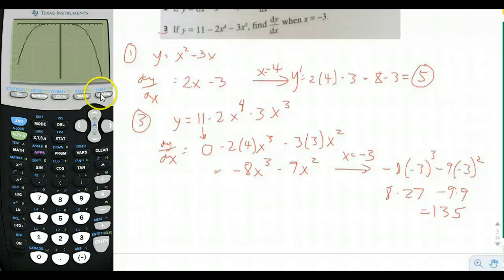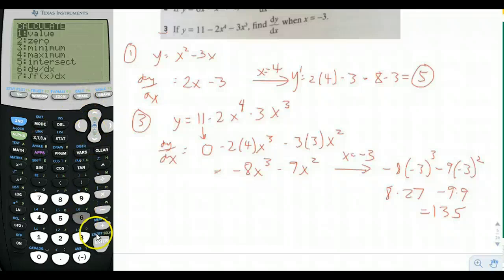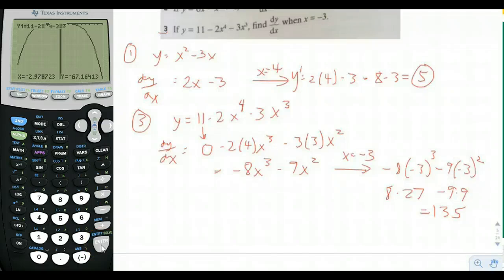We do graph. I did a zoom fit here, so that's why it fits so nicely. Zoom fit is in zoom, option 0. And then I'm going to do second calc to find the derivative. I'm going to press 6. And then I am going to say I want to know at negative 3. And then it gives me 135.00002. You can ignore the 0.00002. You could just consider the 135, and you can see that we got the same answer.